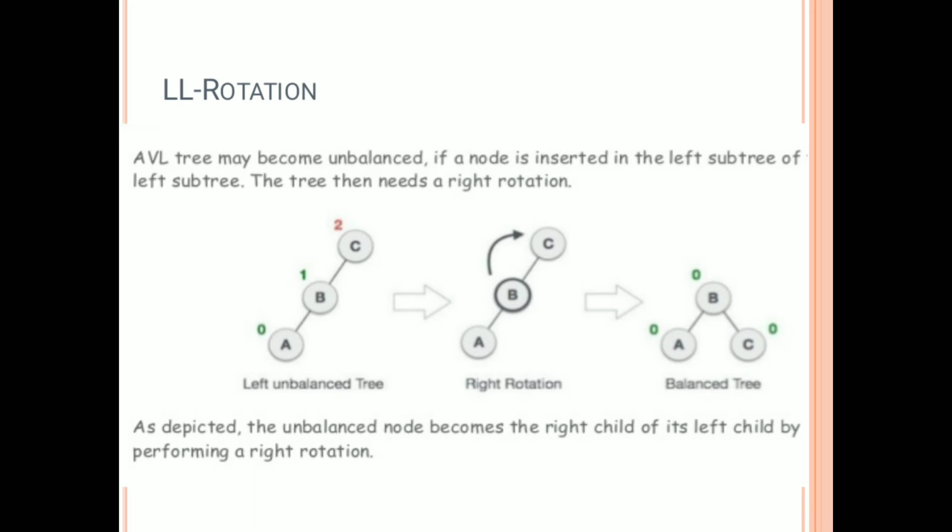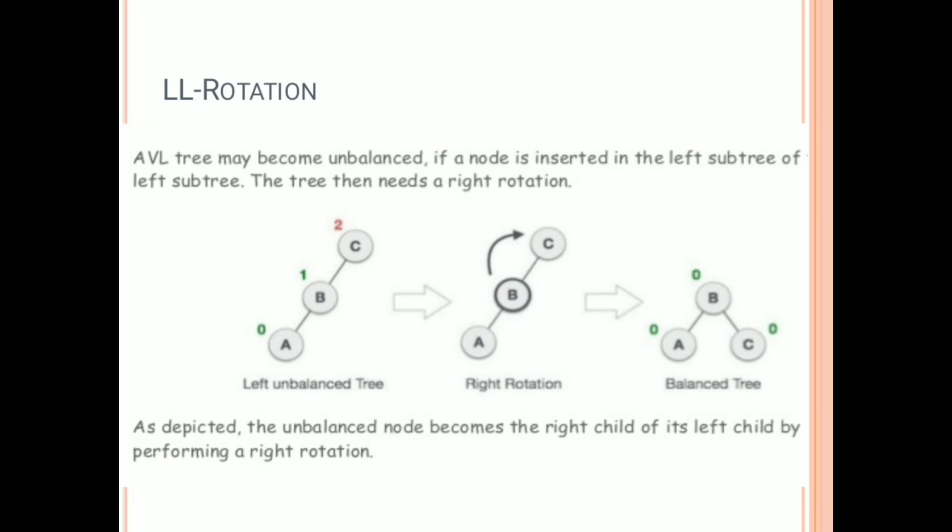So by inserting a node on the left of left, the tree became imbalanced. That's why it is called LL rotation, left of left rotation. By rotating the tree to the right with respect to the position of C, we can get a balanced binary search tree, that is, an AVL tree.